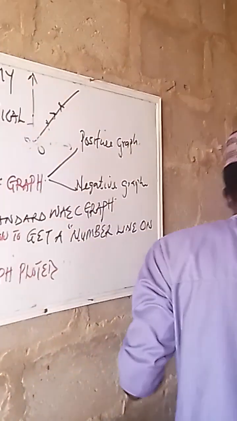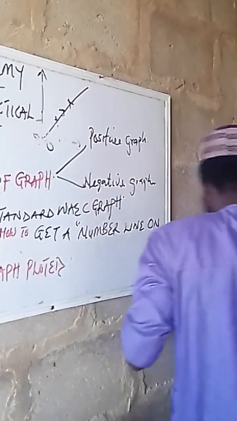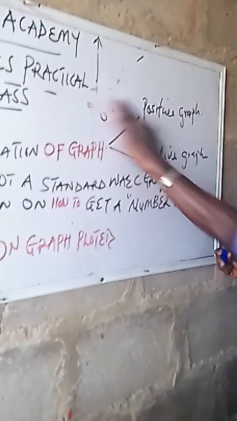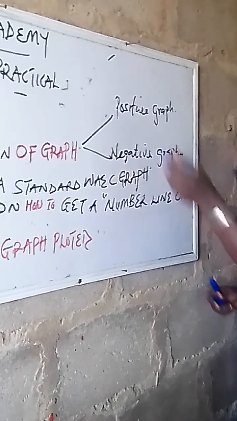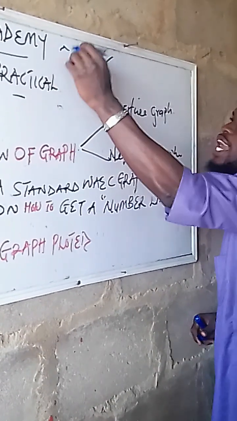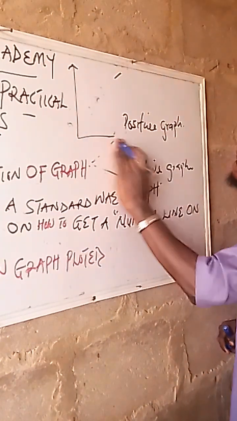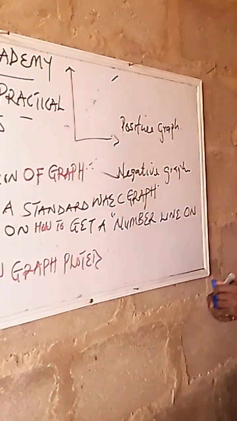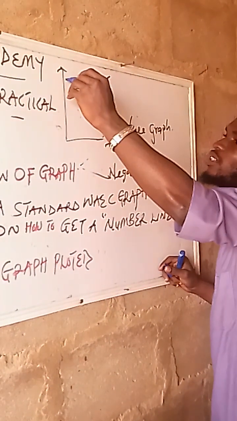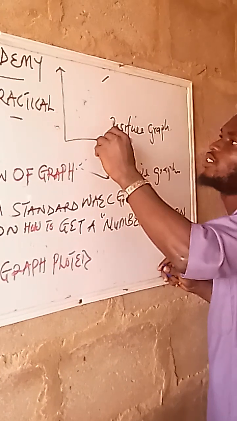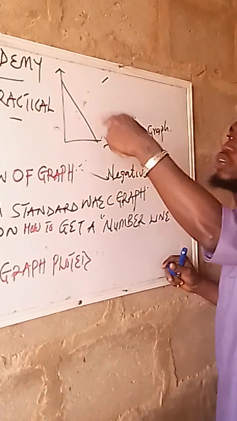We have a negative graph. How can we get a negative graph? This is the vertical axis. This is the horizontal axis. These are the two things that we consider. And we have the graph that we plotted touches this and touches this. What I mean is it goes like this. We call this graph a negative graph.